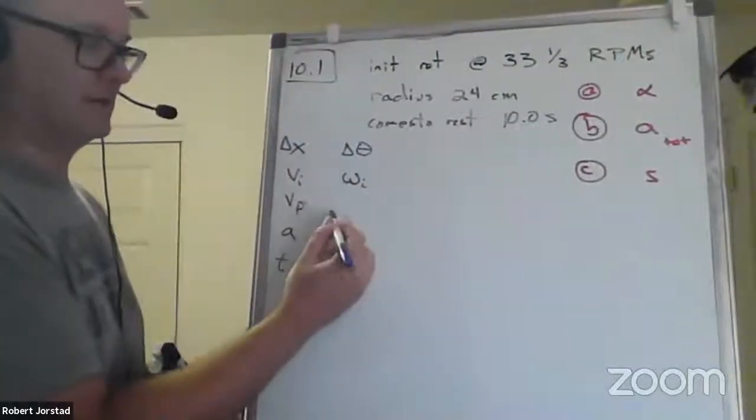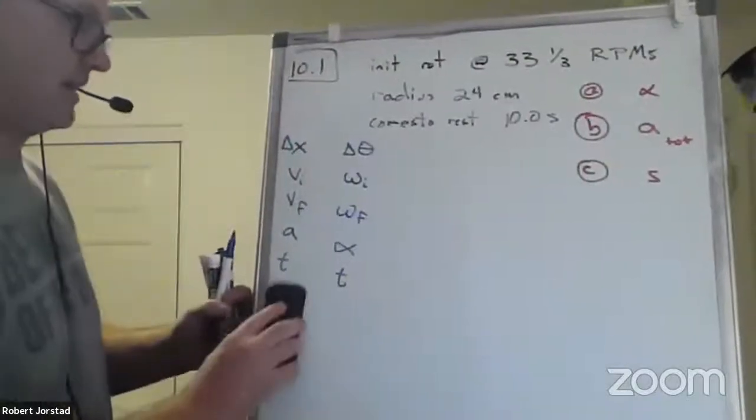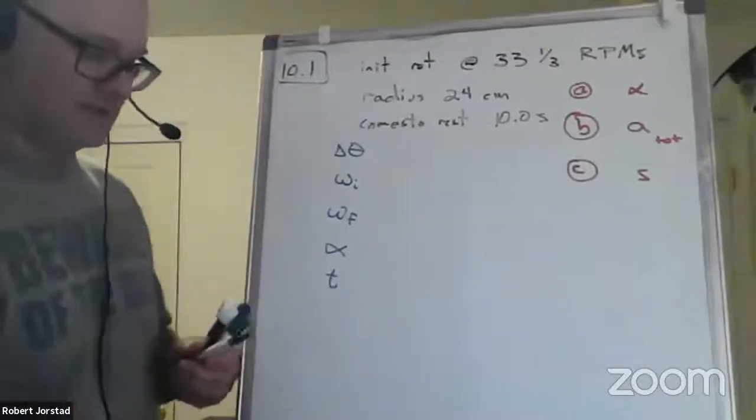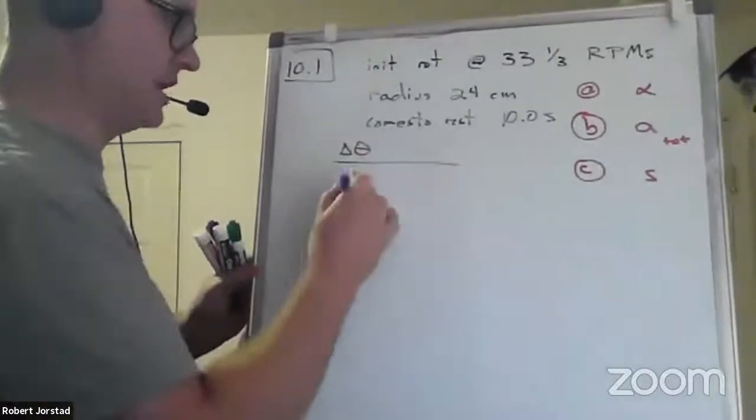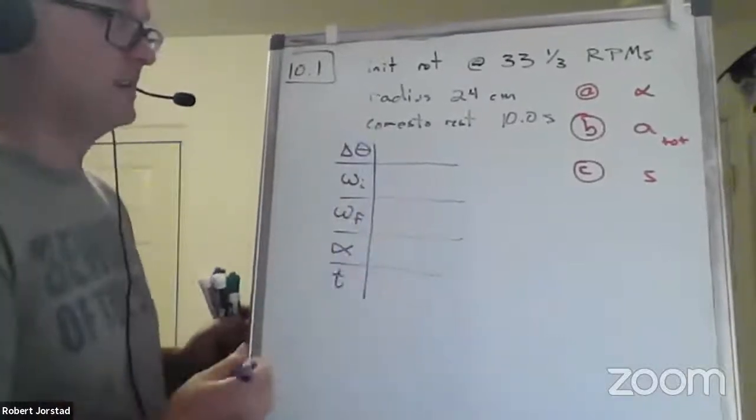Omega initial. Good. And then omega final. And then what was it called? I don't remember what it's called. Fish swimming left. Yeah, fish swimming left. Alpha. And then time. Got it. So we're going to do a table. All right. So that's a good idea. Nice job.